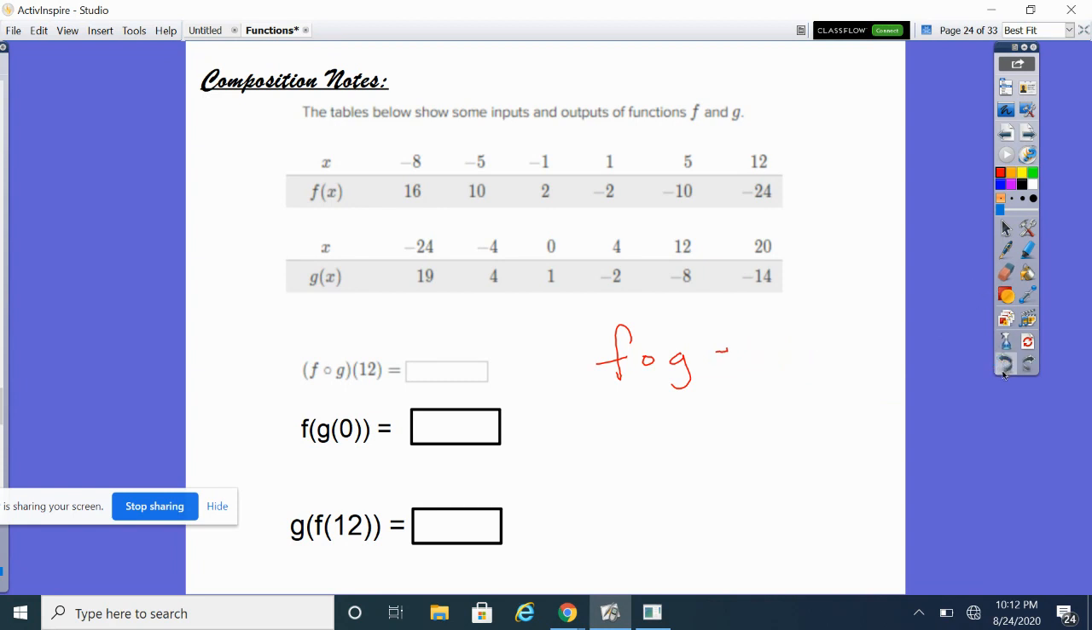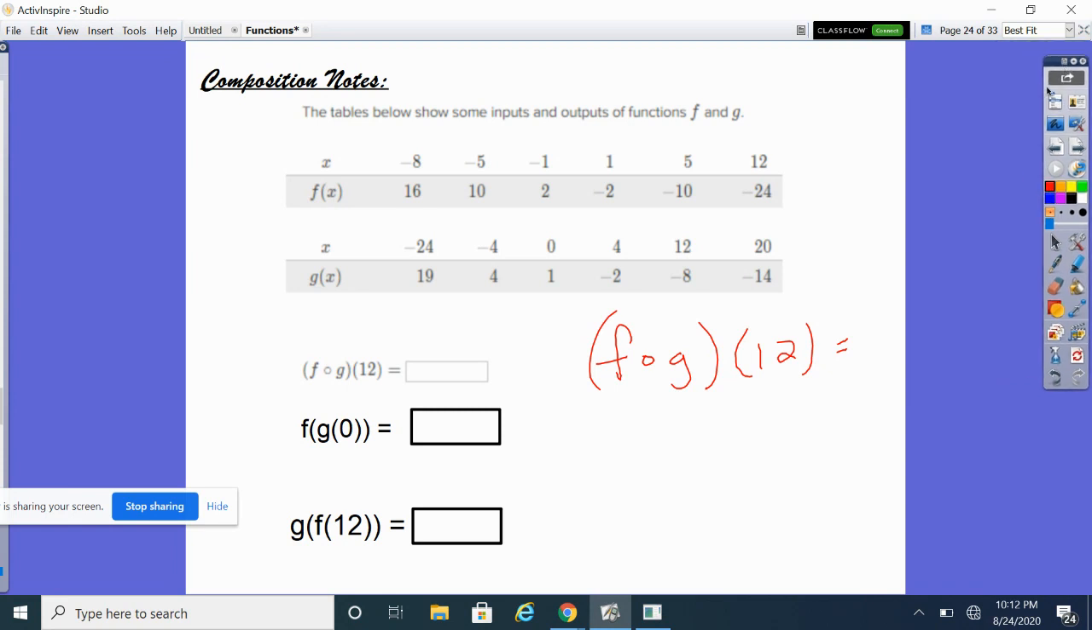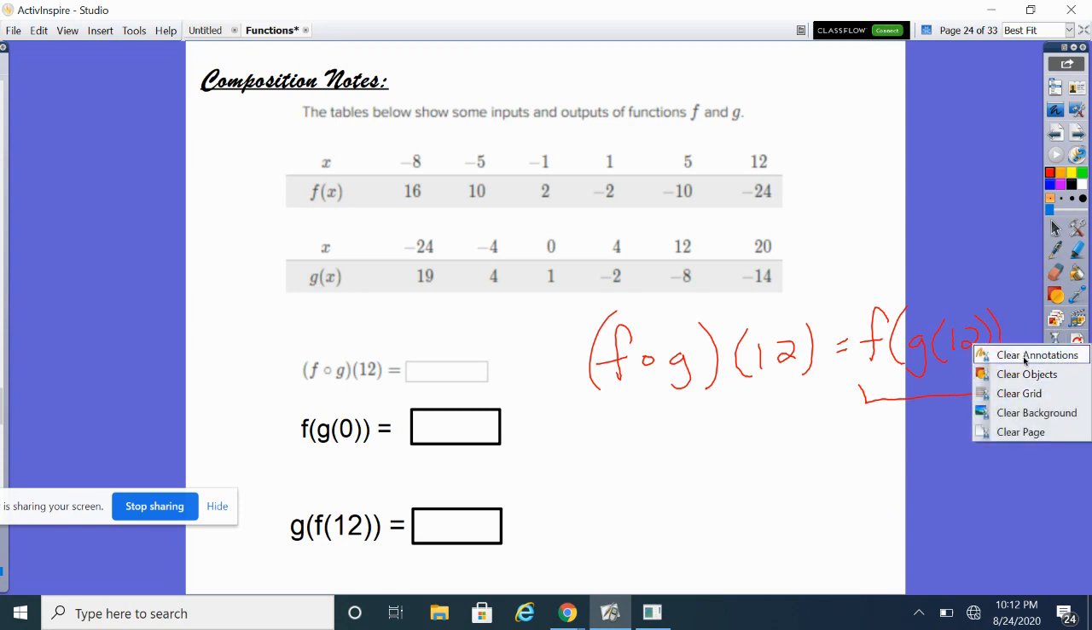Or let's go back. This actually says f of g of 12. So we're plugging in an extra item, which is the same as saying f with the parentheses of g with the parentheses of 12. So if you see this little circle, it means the same thing as this with the parentheses. This is the way I personally like it, but it's up to you.